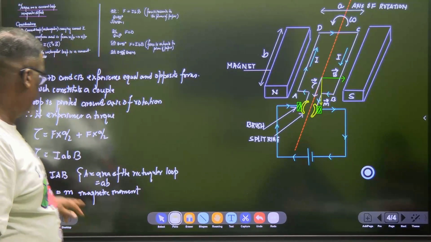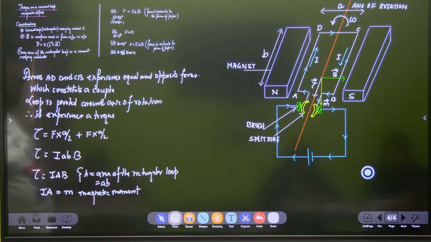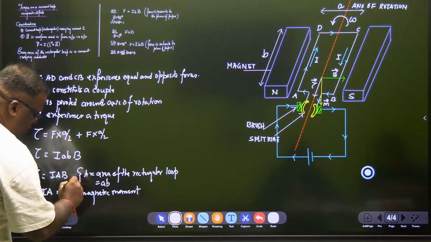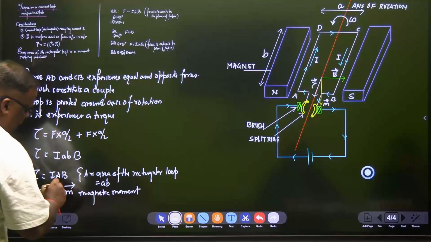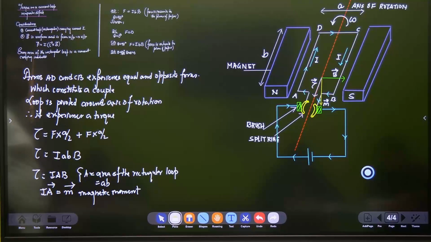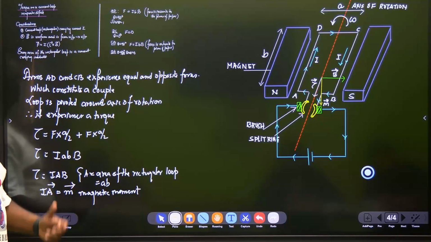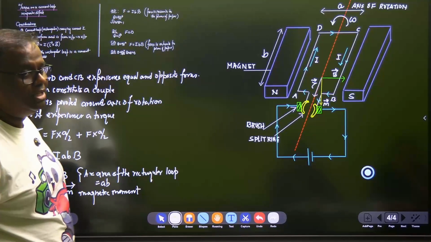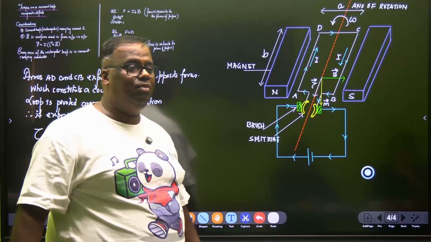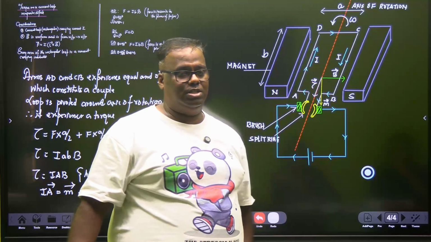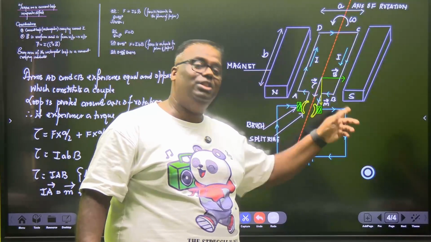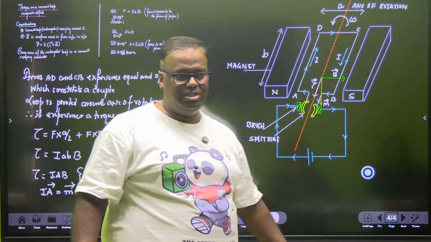This M is known as the magnetic moment. Since magnetic moment is a vector quantity, I am putting an arrow on M and I am putting an arrow on A. You should ask, sir, what should be the direction? A is the area vector. Go back to Gauss theorem. For any 2D surface, what is the area vector? The normal to the surface.